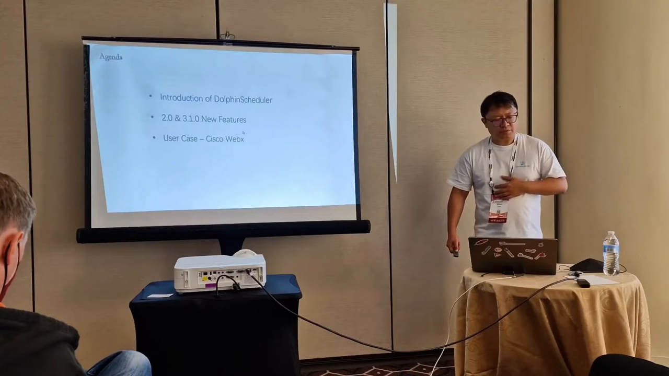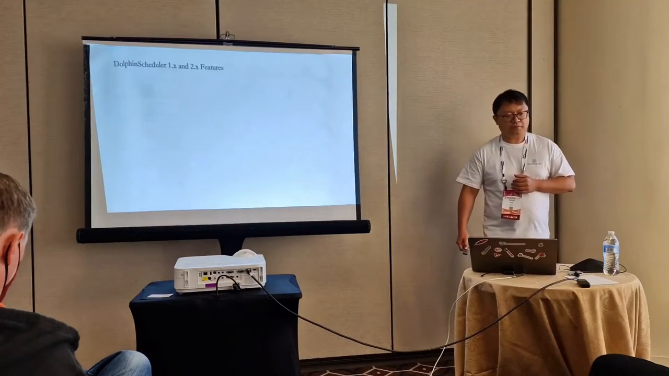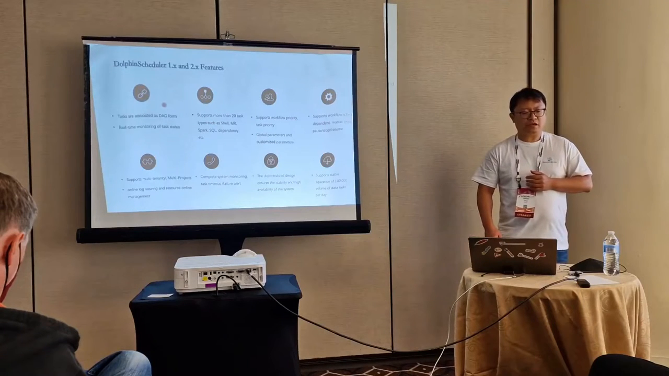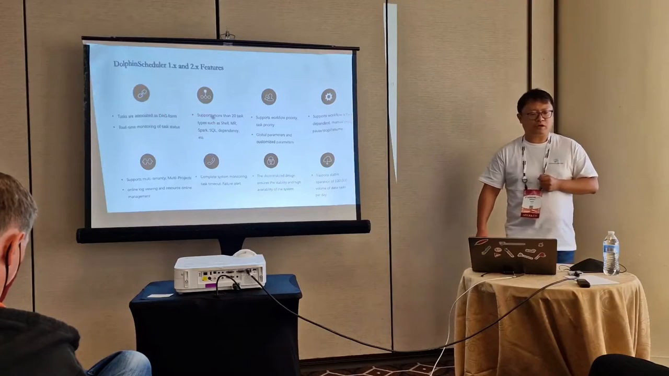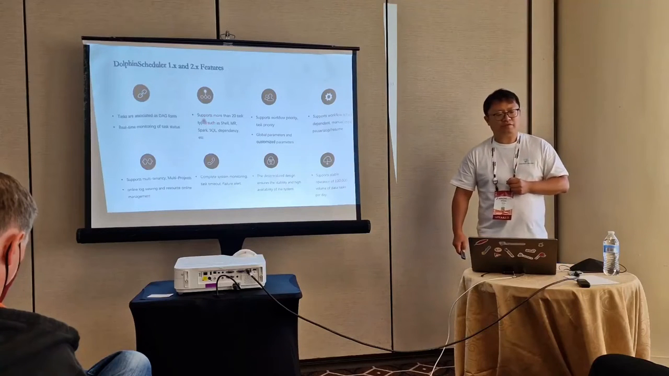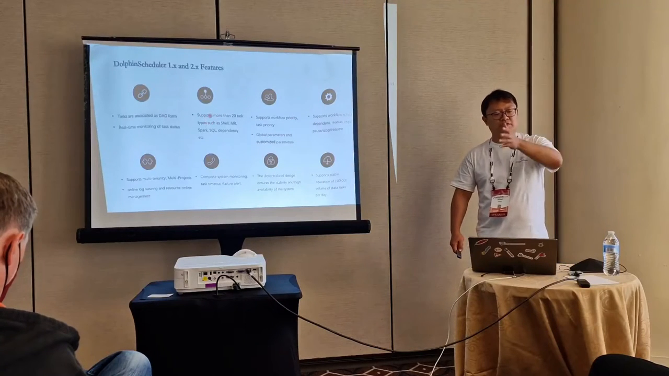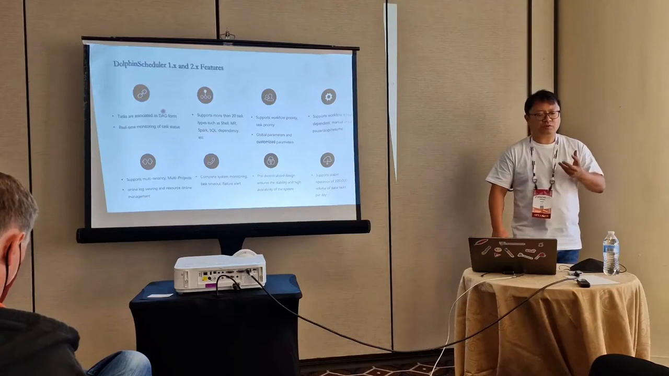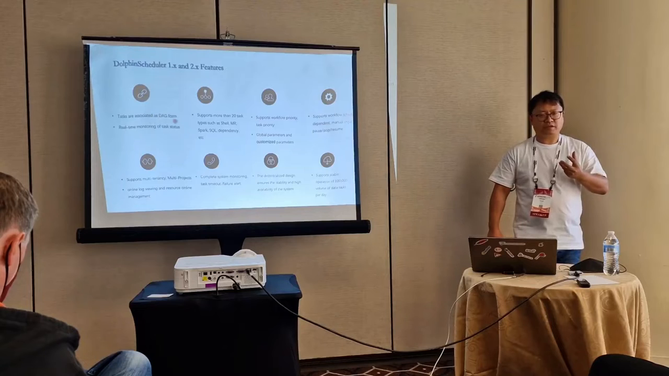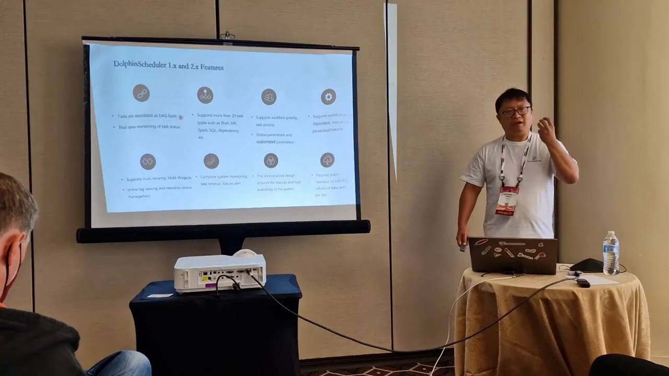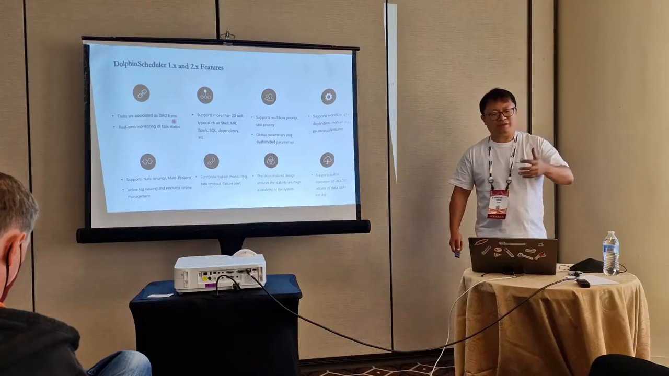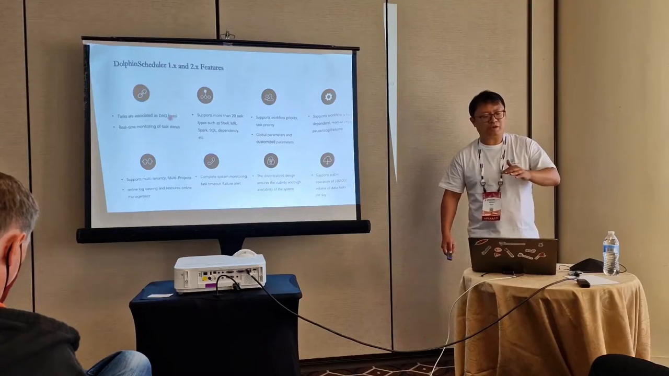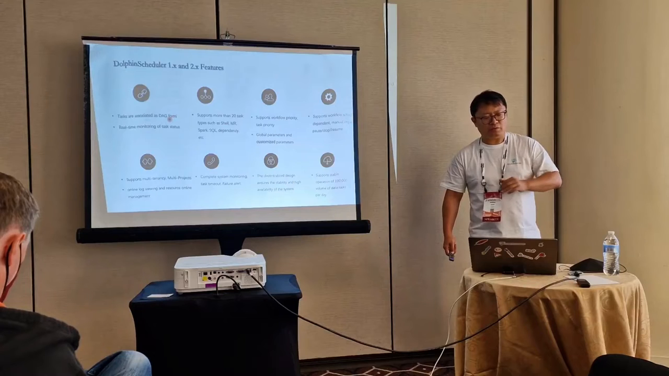So there are many good features in DolphinScheduler. The first one is what we call task DAG. DAG stands for directed acyclic graph. That means task dependency and task trigger. And the first feature is to support real-time monitoring of task status. Then you can see everything on the graph, and you just click, with no need to type code, to see what happened in your workflow.